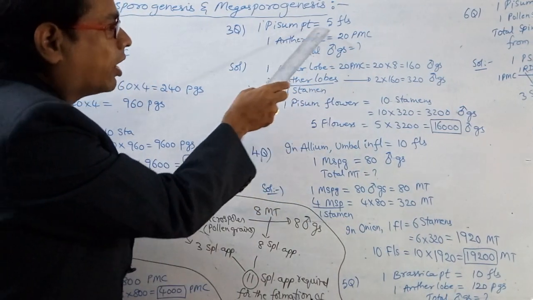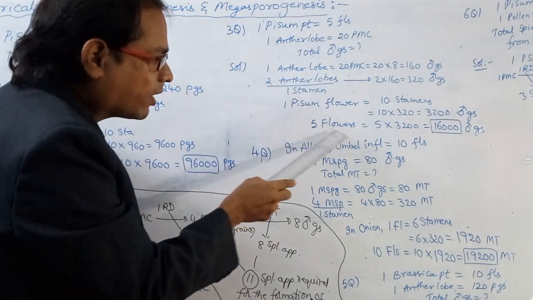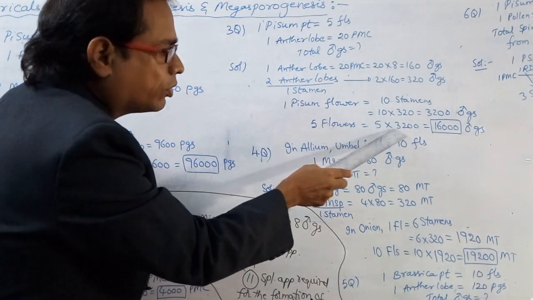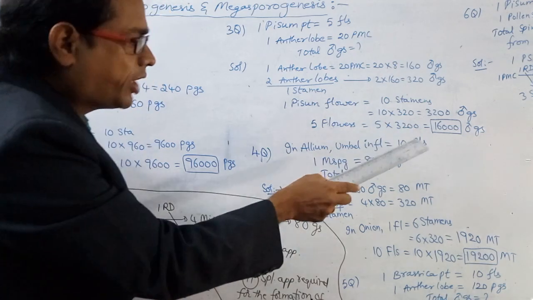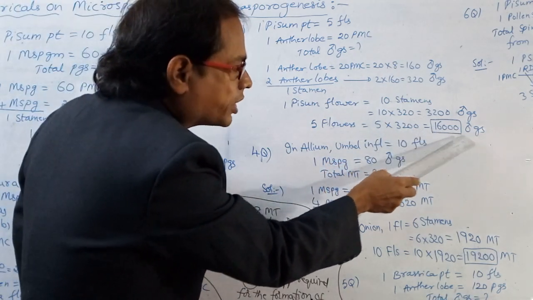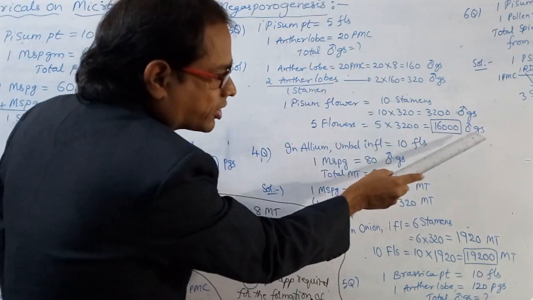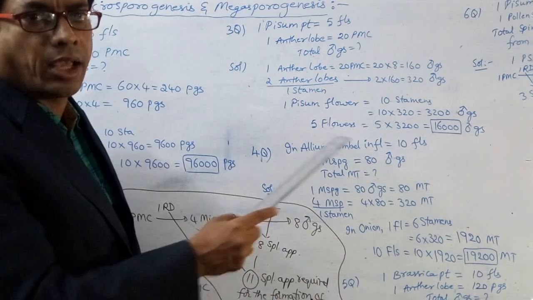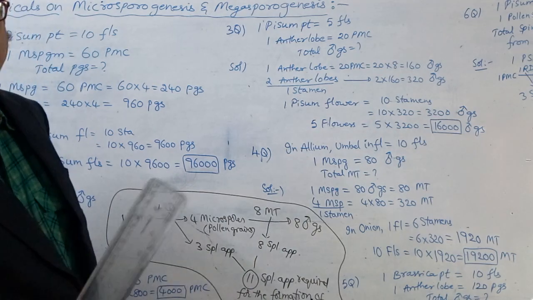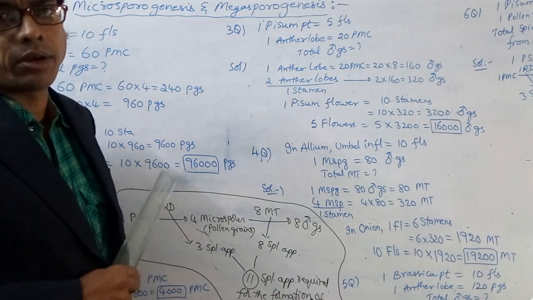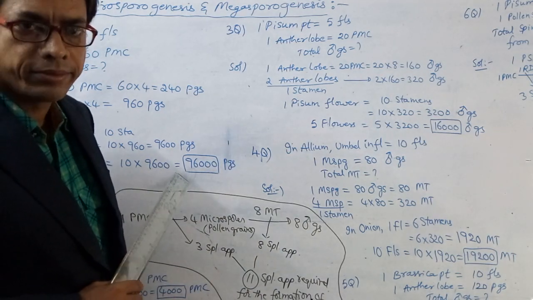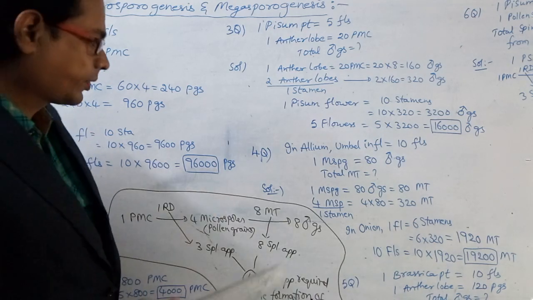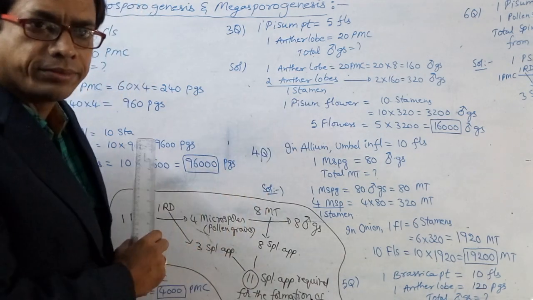So they are asked for 5 flowers. For 5 flowers is equal to 5 into 3200, that is equal to 16,000 male gametes. This is the symbol of male, and small g means gametes. Like that I am writing. Next we are entering into the fourth question, my dear students. Are you understanding? Okay. Is it clear?